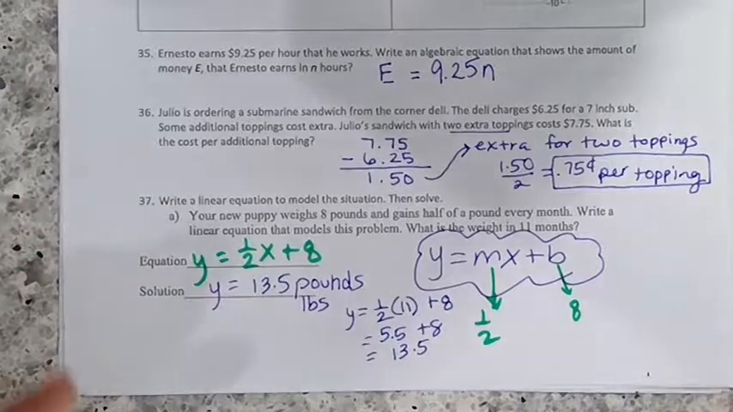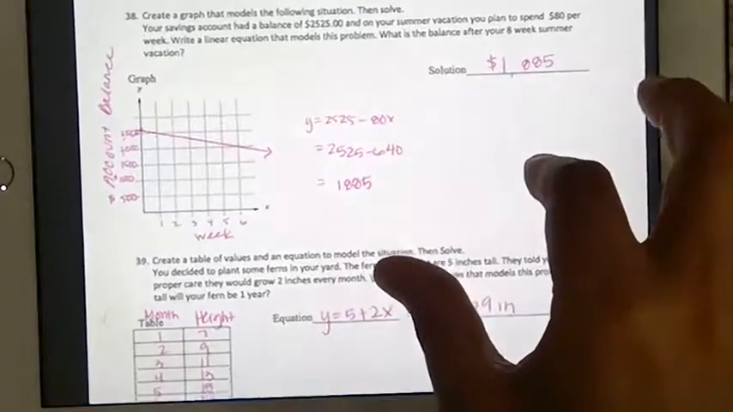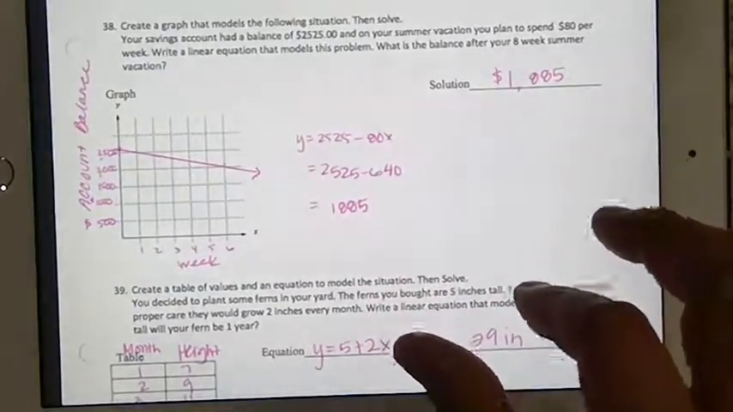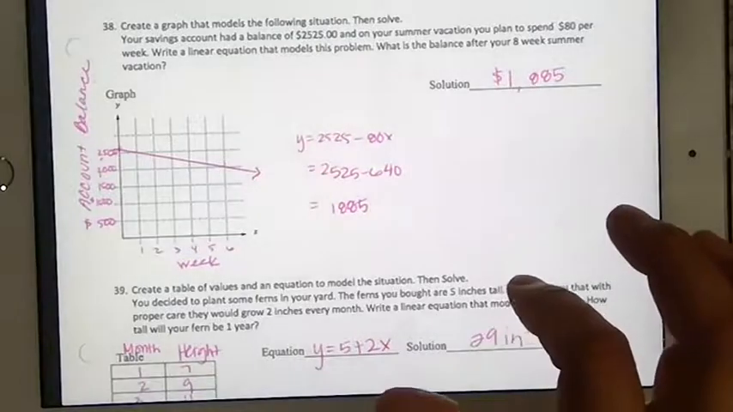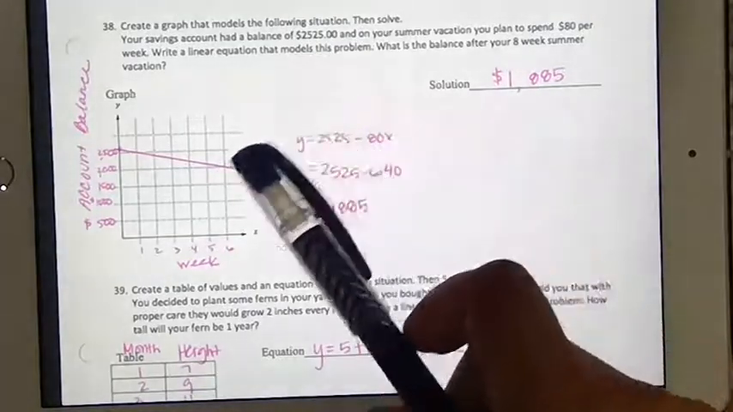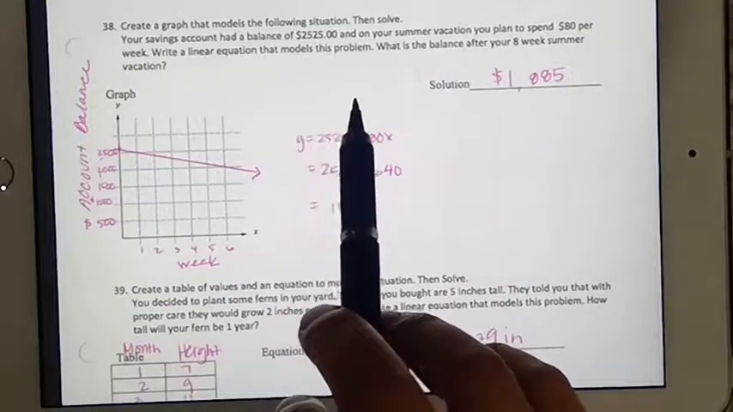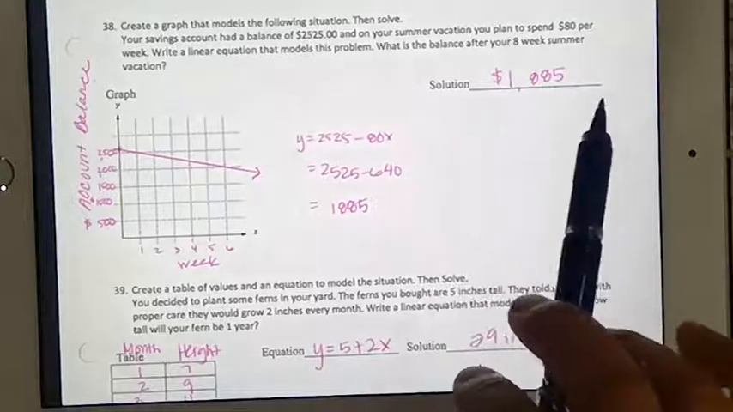Okay. And wordy problems should have wordy answers. So for this next problem, I'll just go through here. It says, create a graph that models the following situation, then solve. Your savings account had a balance of $2,525. On your summer vacation, you plan to spend $80 per week. Write a linear equation that models this problem. What's the balance after your 8-week summer?